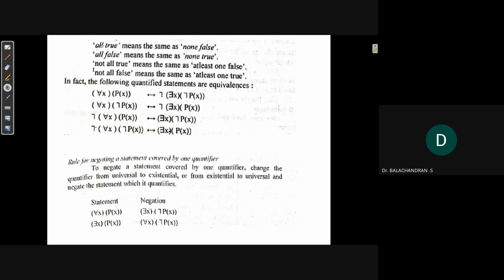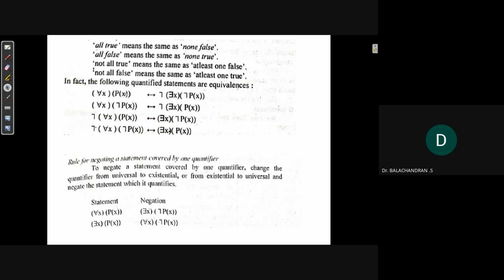Now, all true means what? All true is the same as none false. So, the first one is the negation of this one, the third one. You can see here, not all true. What is the negation? All true. So from the third line, I'll go to the first one. If I take the negation of this statement, I will get this portion.